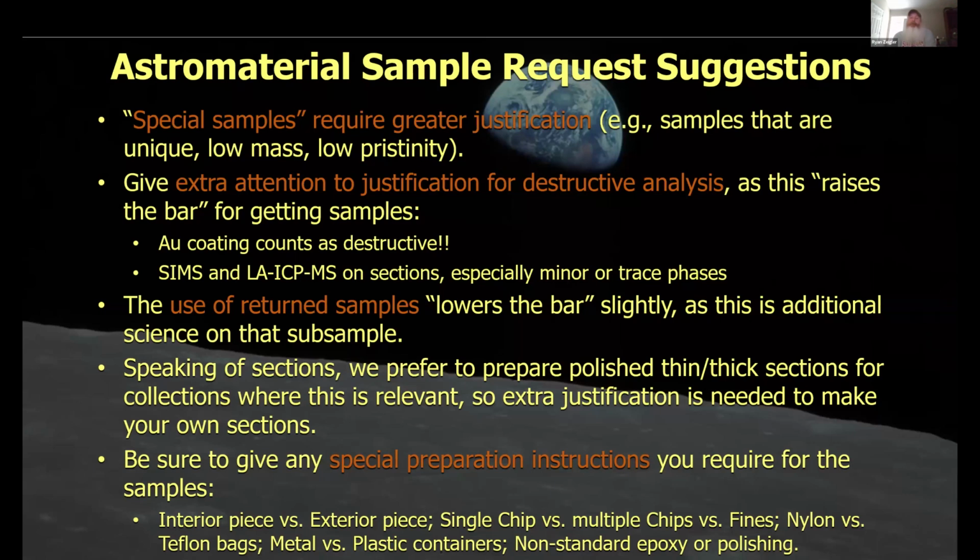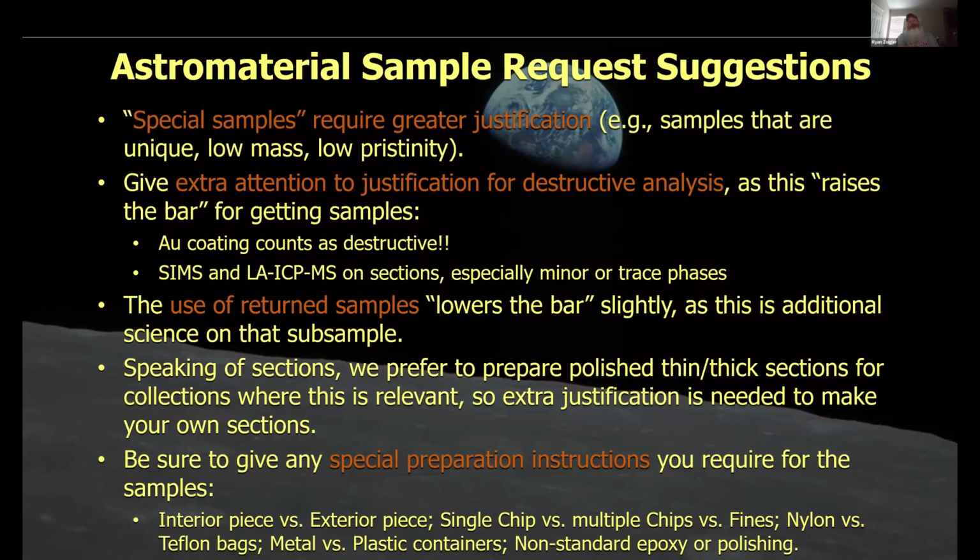Speaking of sections, we prefer to prepare polished thin and thick sections for collections where this is relevant. Again, not all collections are making petrographic thin sections or thick sections, but when we do, we want to make them ourselves. It's not that we don't trust you to demonstrate that you can make good ones. It's that when we make them, they have a known history and a consistent history, and so we prefer to do that ourselves. There may be reasons that you think you need to make them yourself, in which case you're welcome to make that case, but it will require extra justification.